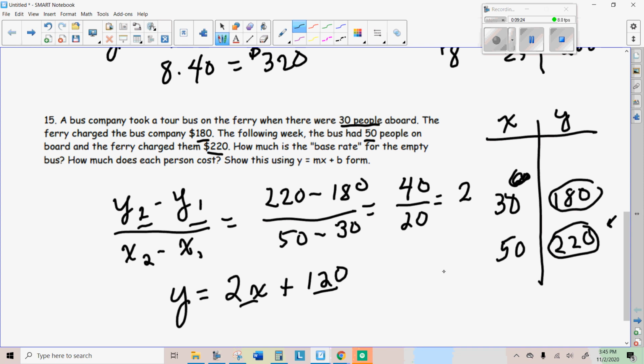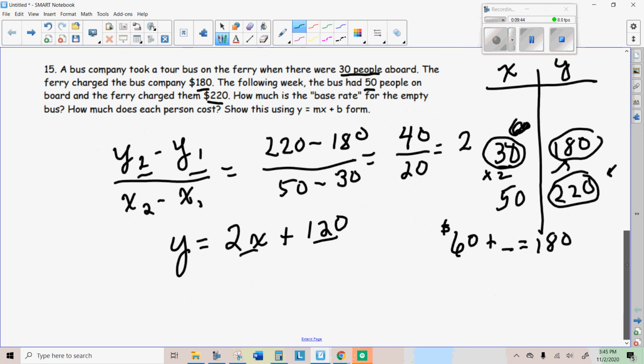And the way I got that is I took these 30 people times 2 is $60. But my cost is actually $180, so I have to figure out what I have to add to that. And so I did 180 minus 60, which is 120, which is probably what you did also.